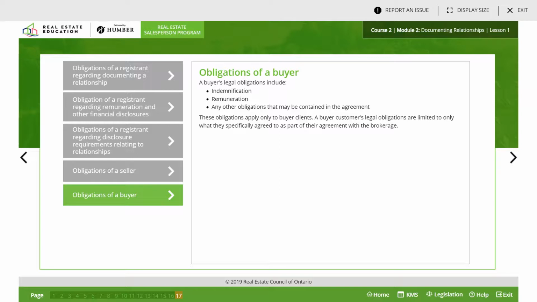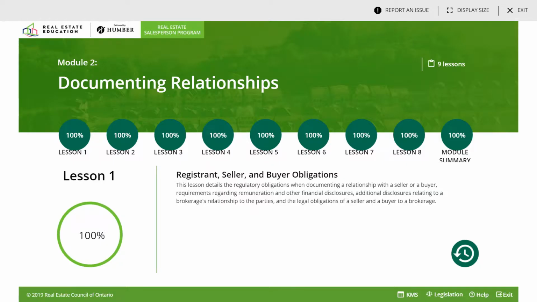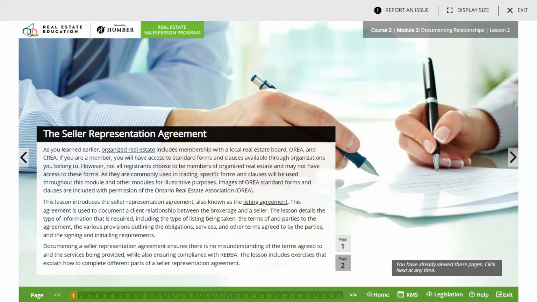Same thing, indemnification, remuneration, and any other obligation that may be contained in the agreement. These obligations apply only to buyer clients. A buyer customer's legal obligations are limited to only what they specifically agreed to as part of their agreement with the brokerage. So this was lesson 1 of module 2, course 2. I think we have time to do lesson 2. Let's do it. A seller representation agreement.